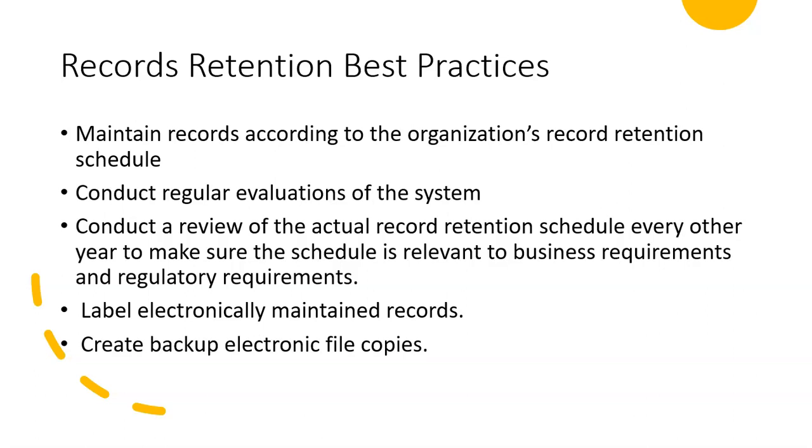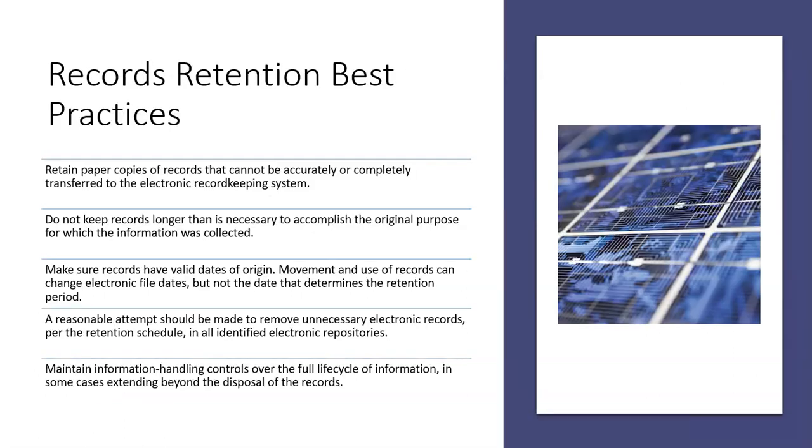Then we need to label electronically maintained records. Also, we need to create backup electronic file copies. Then we need to retain paper copies of the records that cannot be accurately or completely transferred to the electronic record keeping system. Also, do not keep the records longer than is necessary. Then make sure records have a valid date of origin. The movement and use of records can change electronic file dates, but not the date that determines the retention period. A reasonable attempt should be made to remove the unnecessary electronic records as per the retention schedule in all the identified electronic repositories. Then we need to maintain information handling controls over the full life cycle of the information.